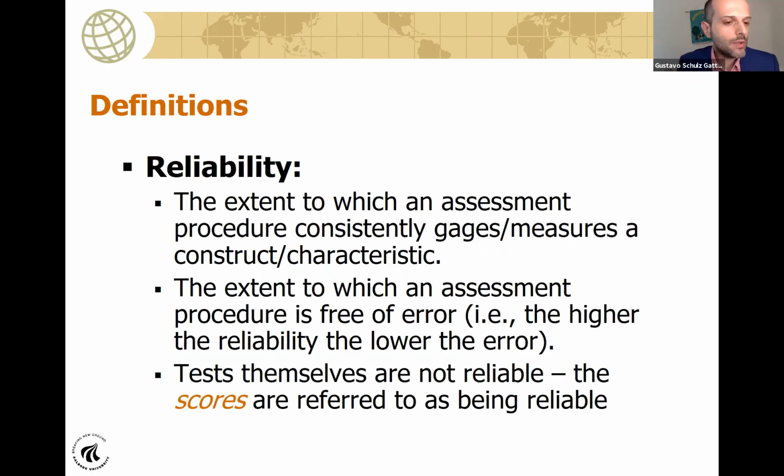So the next concept that I would like to introduce is the concept of reliability, which means the extent to which an assessment procedure consistently gauges or measures a construct or a characteristic. It's also the extent to which an assessment procedure is free of error. For example, the higher the reliability, the lower the error. So tests themselves are not reliable. The scores are referred to as being reliable.